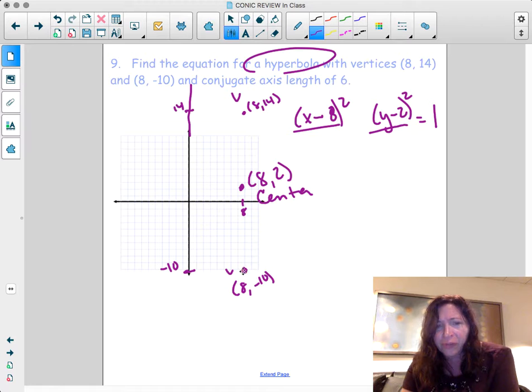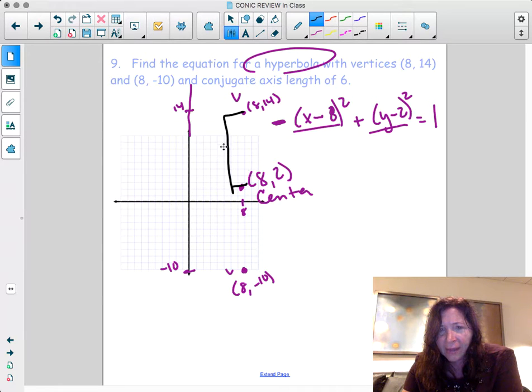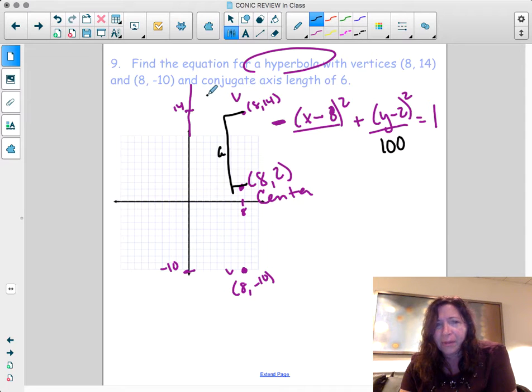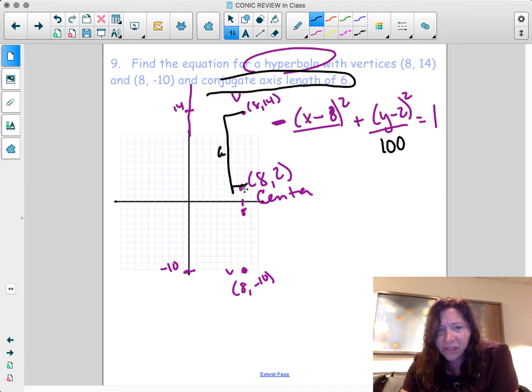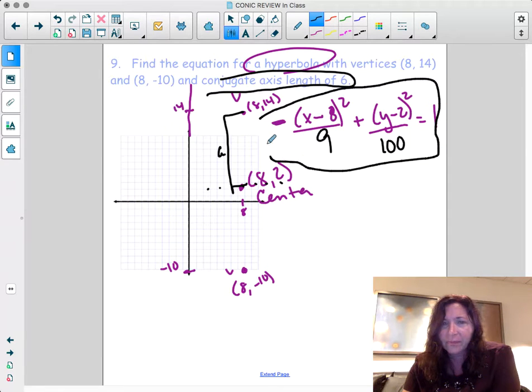Additionally, because my vertices are on my y-axis, that means my y-term is going to be positive and x is going to be negative. The distance between here and here, okay, that's my a value. So if I went up 2 and I went to 14, that means 10. So that means underneath y is 100. Now, what else did they tell me? They told me that my conjugate axis is 6. So that means I went to the left 3 and to the right 3. So that's just simply a 9. And so that's the equation of my hyperbola.